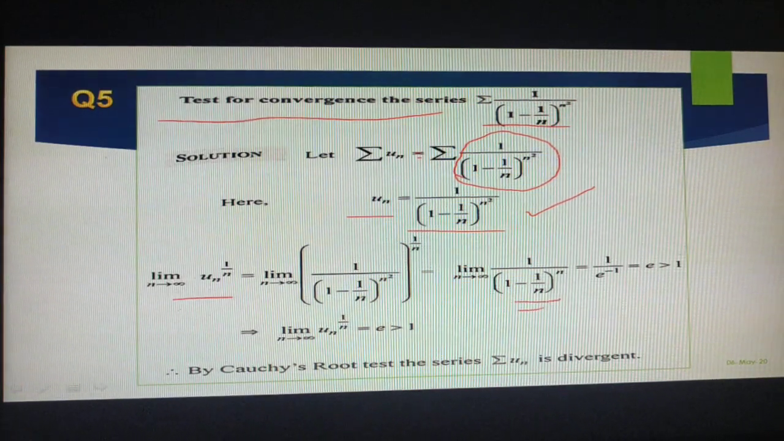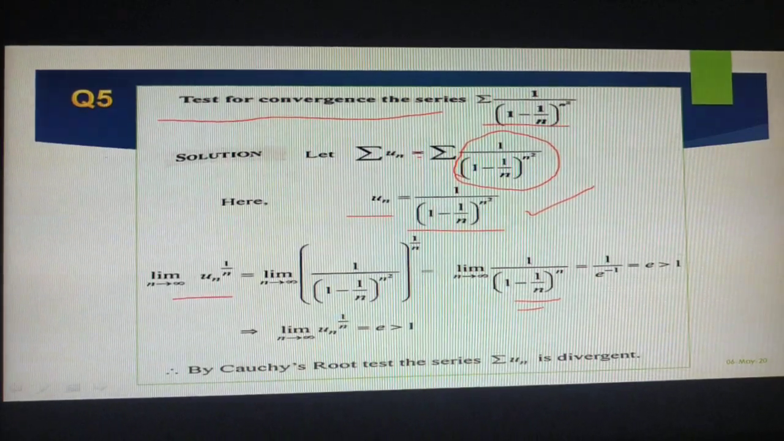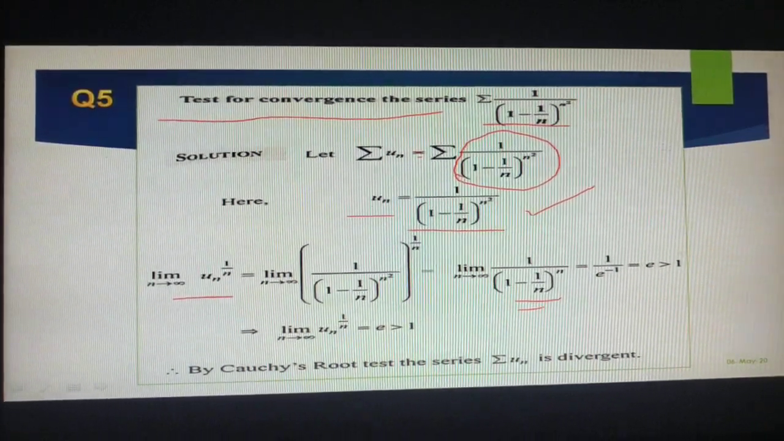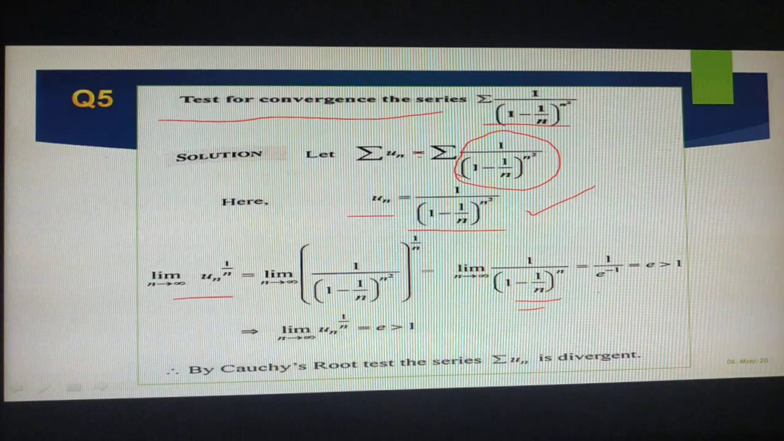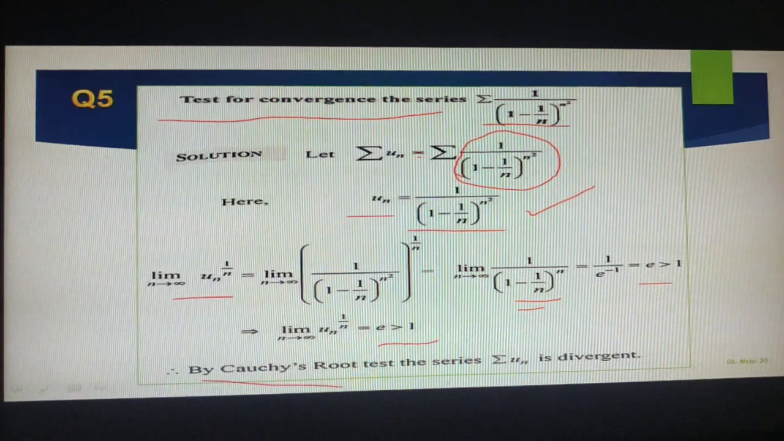Do you remember the formula for this? If it is a plus, that value is e. If it is 1 minus 1 by n, whole to the power of n, then that value will be 1 by e. So 1 by e goes to the numerator, and that becomes e. What is the value of e here? The value of e is 2.713, which is greater than 1. So when your limit is greater than 1, by Cauchy's root test, it is going to be divergent.